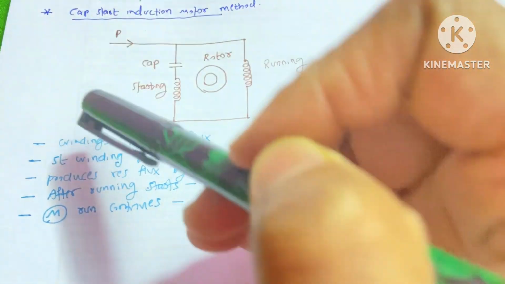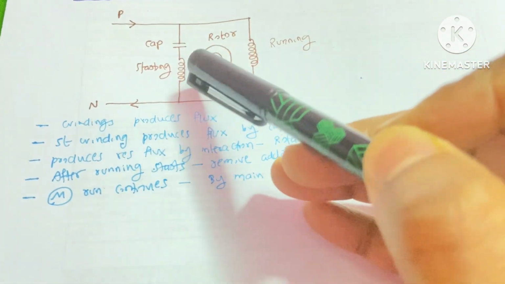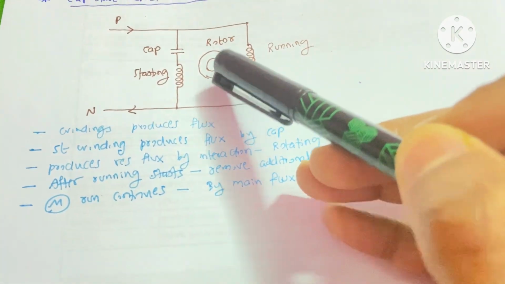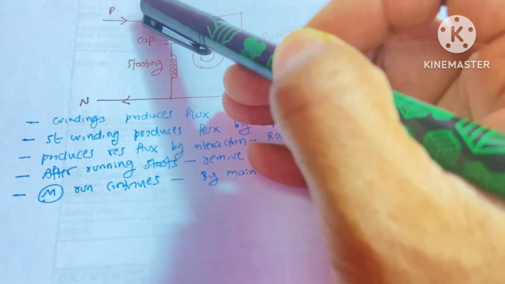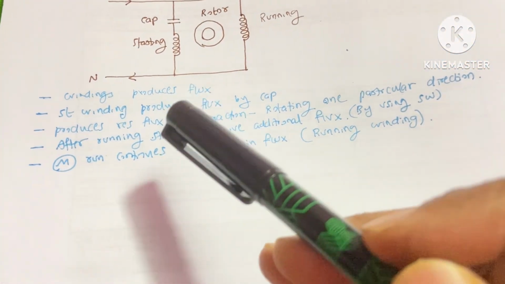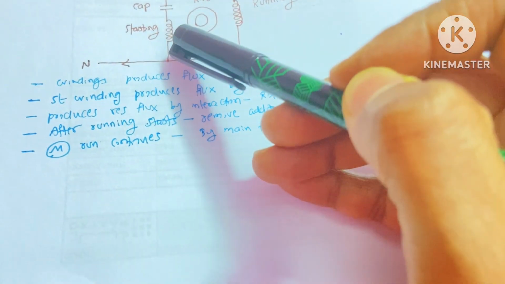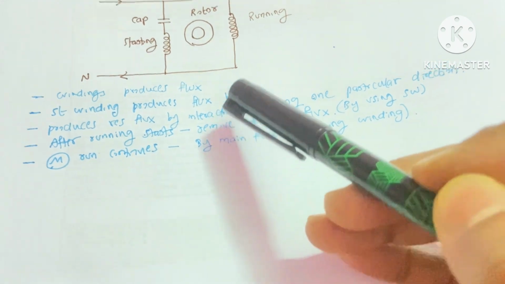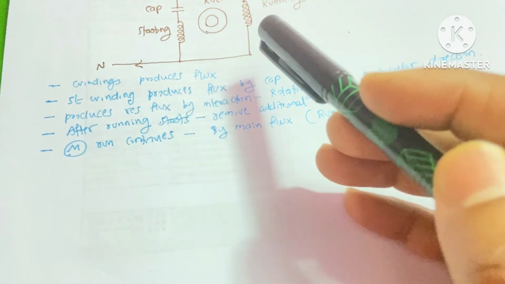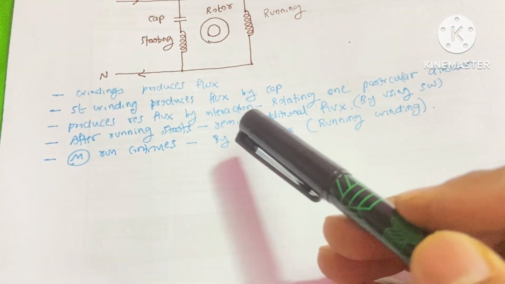method. Here we have this diagram. Here we have a capacitor and a starting winding, and this is the running winding, and this is the rotor. We are giving power through the phase here and the return through the neutral. Both of these windings produce flux. The starting winding produces flux with the help of this capacitor, and due to the interaction of both of these windings, a resultant flux will be produced.